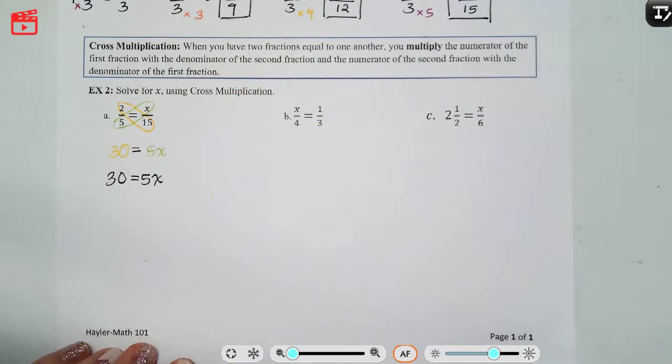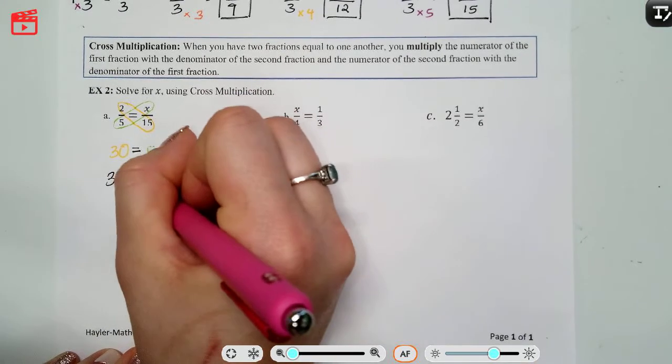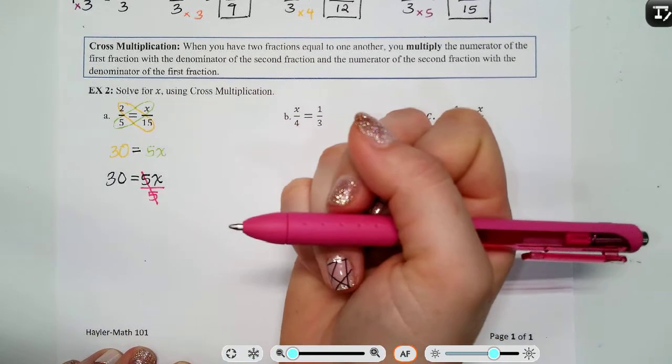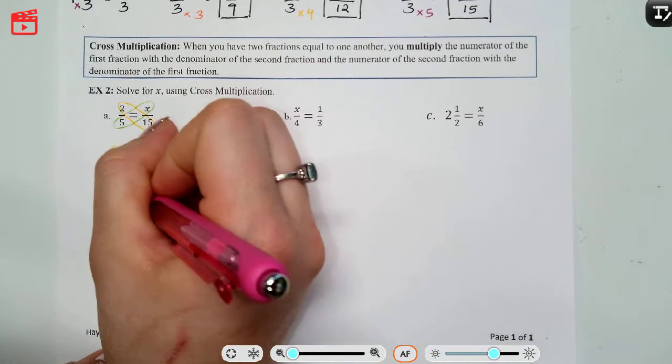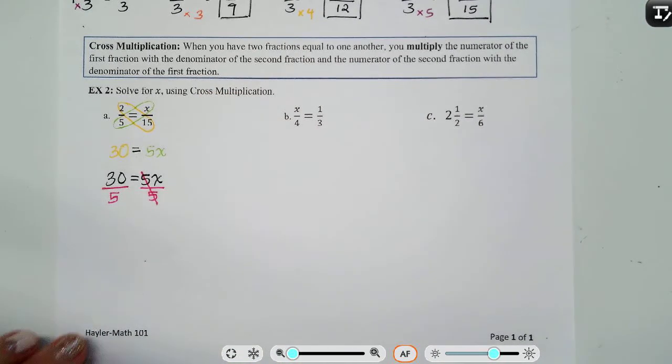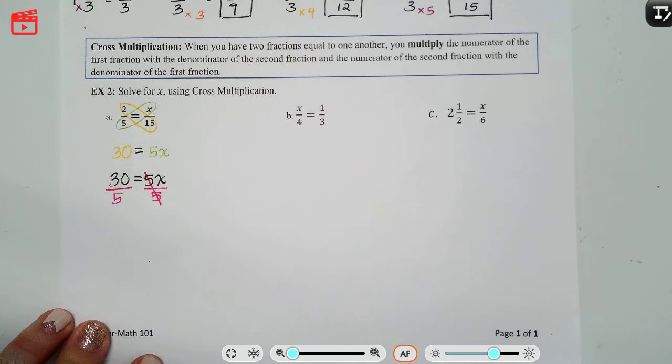All right, we need to get x by itself. So x is being multiplied by the 5. To undo multiplication, we're going to use the opposite of multiplication, which is division. Divide by 5. So 5 divided by 5 is 1. Then we have to divide the other side by 5. Remember, you have to balance out the equation. So 30 divided by 5 is 6.